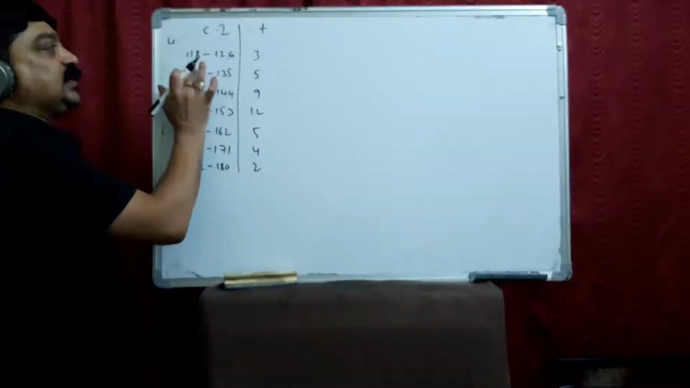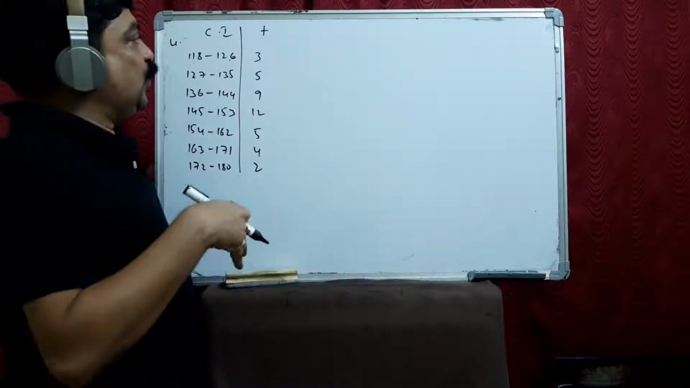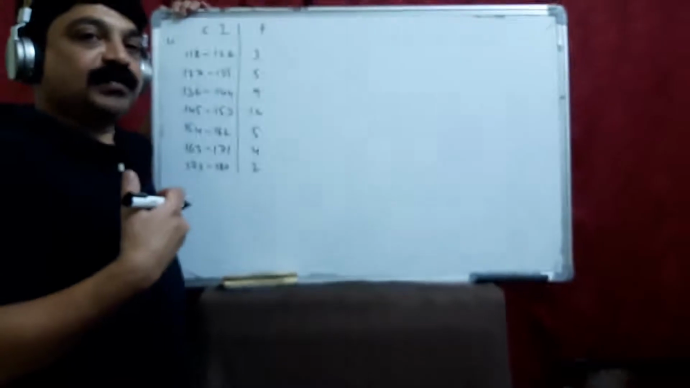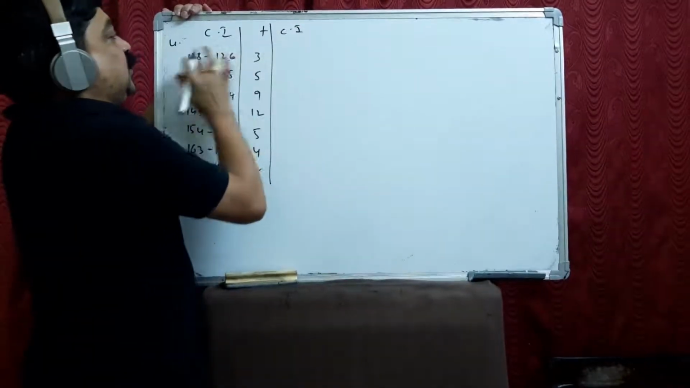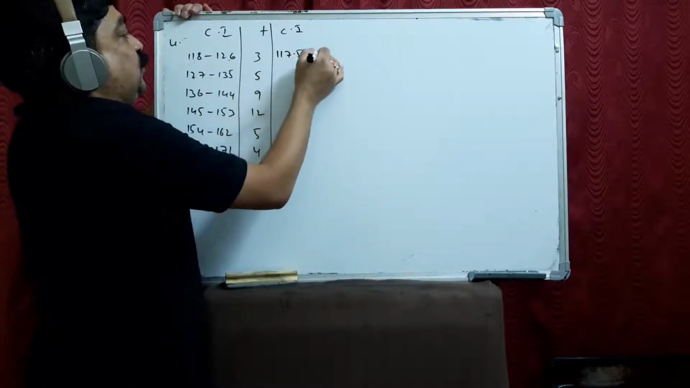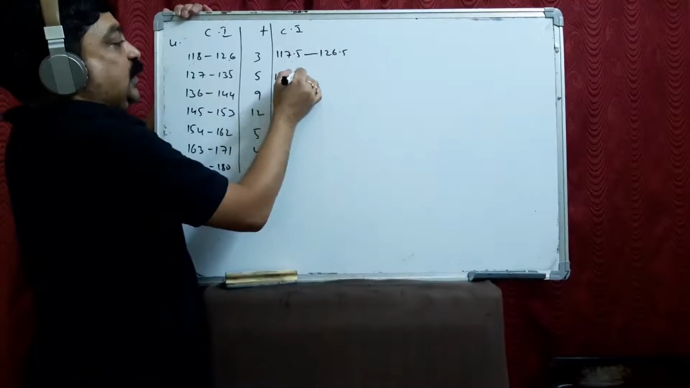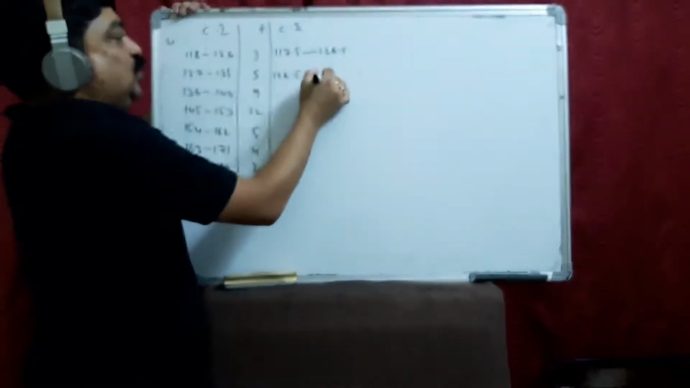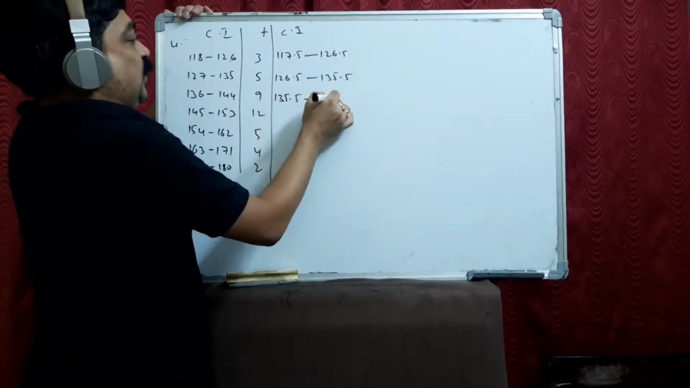What is the difference we see here? 1. When the difference is 1, we take half of it. We add half to the upper limit and we subtract half from the lower limit. So let us rewrite this class interval. It becomes 117.5 to 126.5, and this becomes 126.5 to 135.5. Subtract from lower, add to upper. So 135.5 to 144.5.